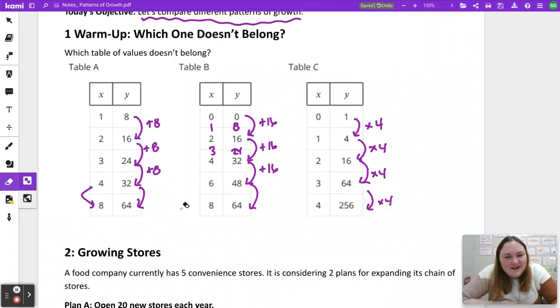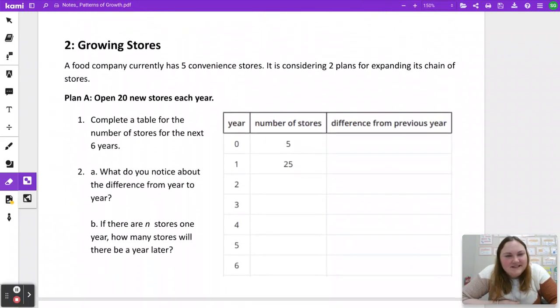So to get us started with that conversation, the first chunk of our lesson is all about growing stores. And when we say growing stores, we mean like a chain of stores that's expanding and growing across the country. So for this first situation, we've got a food company that currently has 5 convenience stores, and it is considering 2 plans for expanding its chain of stores. The first plan that we're going to focus in on is Plan A, where that food company opens 20 new stores each year. To help us understand what that means, we're going to go ahead and fill in this table here to get a good picture of what those first 6 years are going to look like.